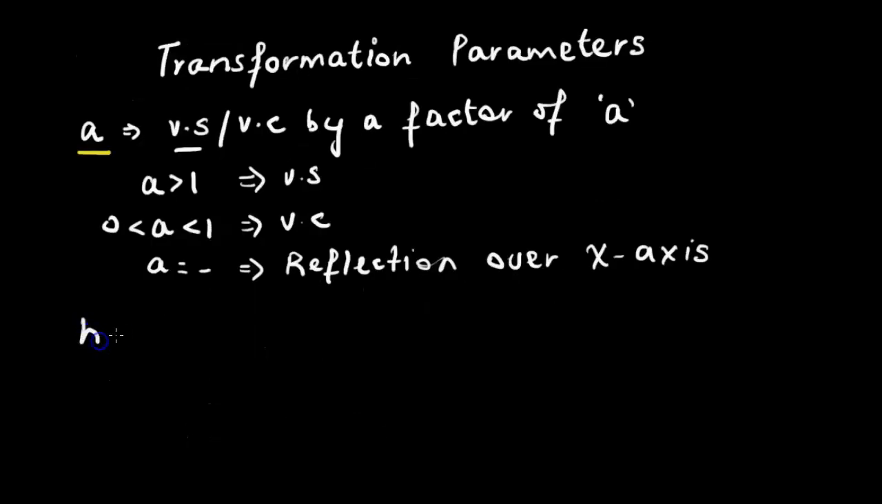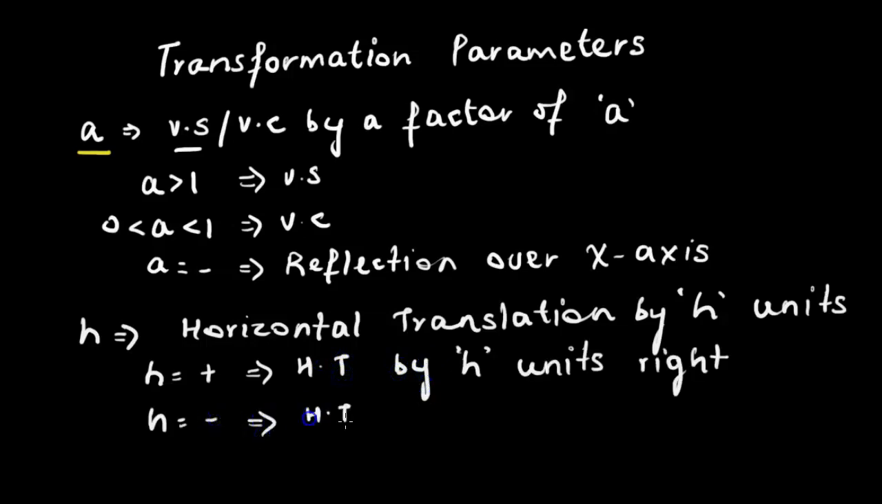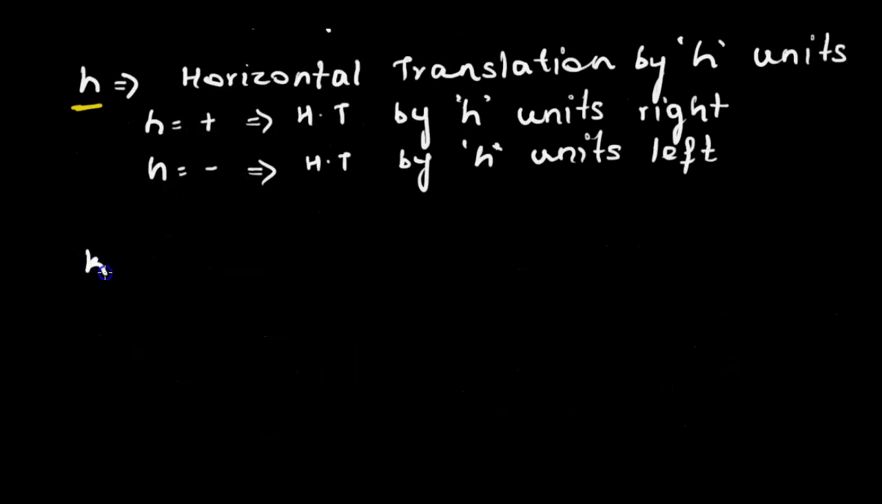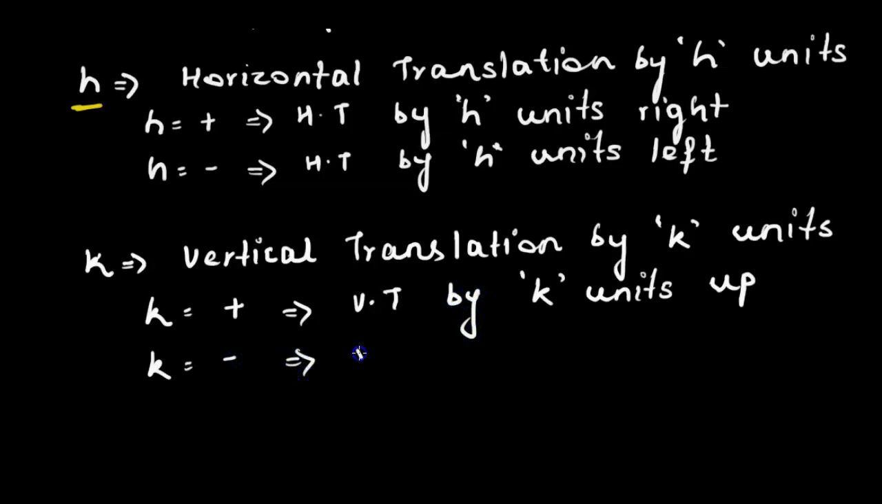If we're given h in the vertex form of the equation, then h describes horizontal translation by h units. If h is a positive number, then it is horizontal translation by h units right. If h is negative, then it's horizontal translation by h units left. This is how the transformation parameter h is described. Next we have k. k describes vertical translation by k units. If k is positive, the graph is vertically translated by k units up, and if k is negative, the graph is vertically translated by k units down.